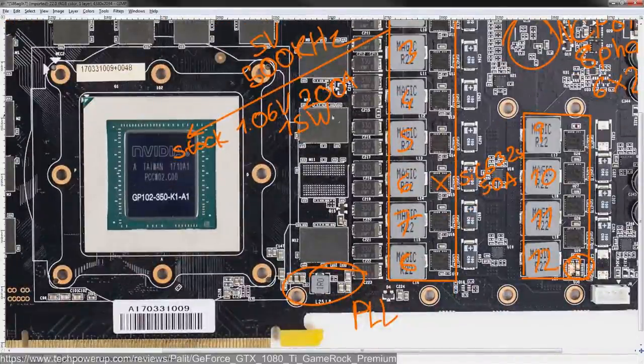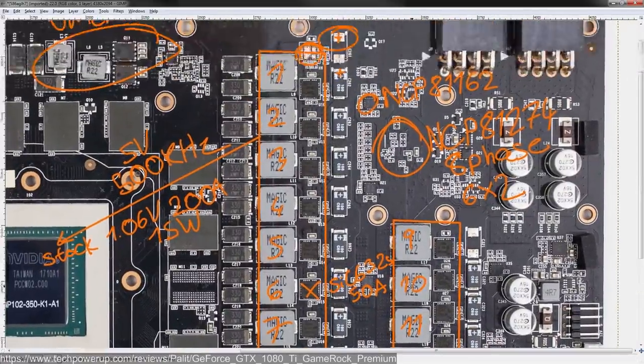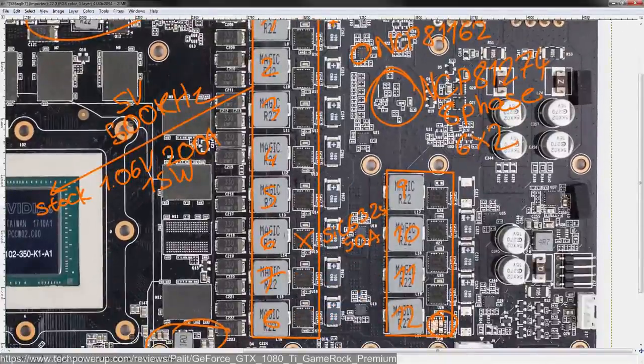So stock, you'd be looking at about 15 watts of heat output on the VRM, which, considering how much space this thing takes up, should have no problem cooling itself given some airflow.